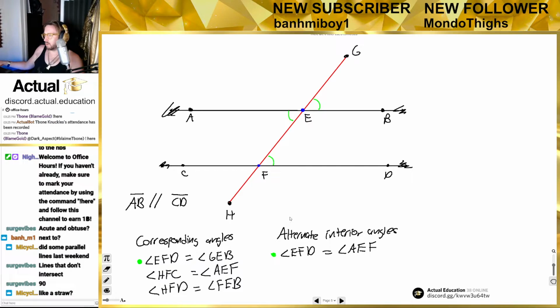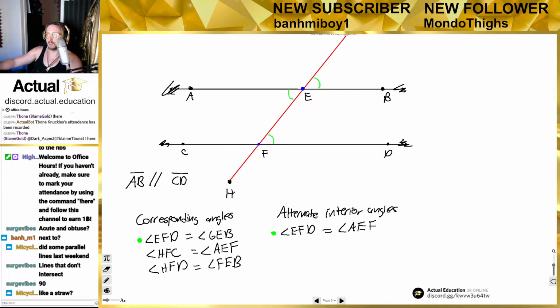Okay. Now, there are more corresponding angles. Like this one was this one. You already did that one. But also this corresponds to this one. This one corresponds to this one. This one corresponds to this one. So let's just put the fourth one to be complete. So we also have angle EFC equal to angle GEA.